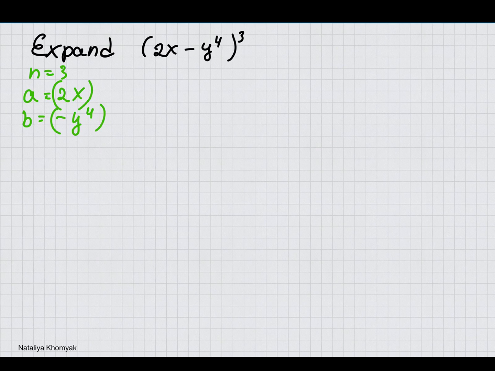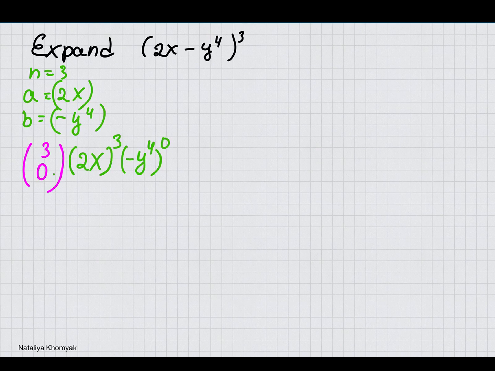So in order to expand this, for the first term the exponent goes on top, 3. The count begins at 0. We will have the first term, which is 2x, raised to the difference between the top and the bottom number, which is 3 minus 0, 3, times the second term, which is negative y to the 4th, raised to the bottom number, which is 0.